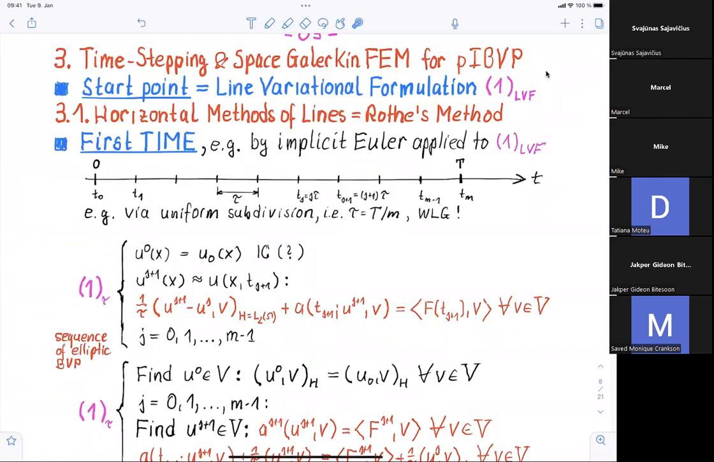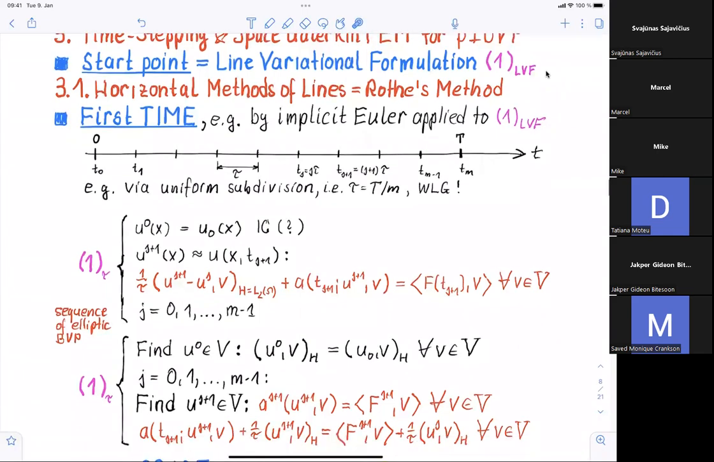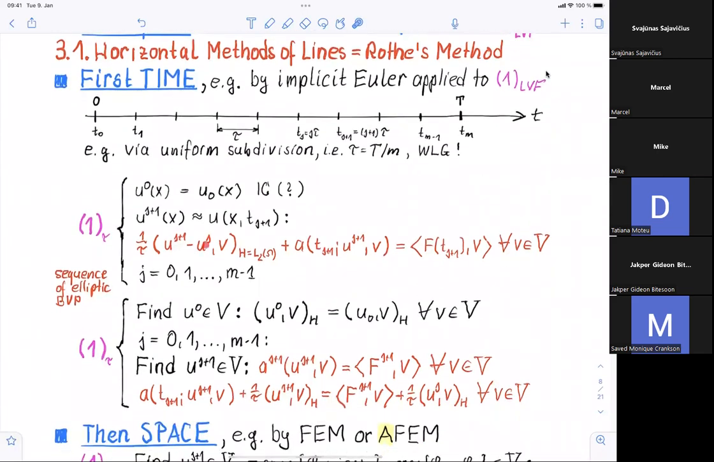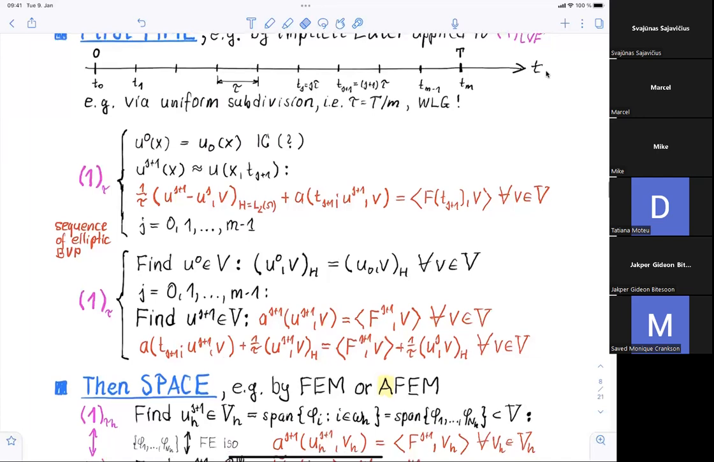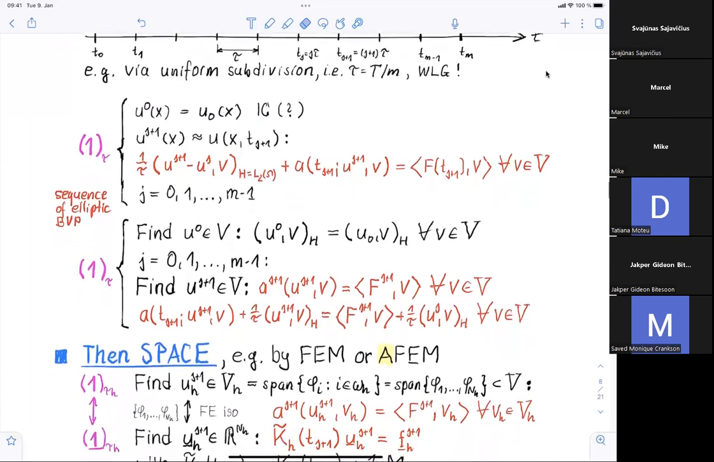Okay, and if you look at this and bring this to the other side, then you see that this generates an elliptic equation. So u_{j+1} is the solution of an elliptic boundary value problem, with a bilinear form a_{j+1}. This comes from the elliptic bilinear form and from the time discretization, where H is always L2. So this goes to the right hand side, the new right hand side. You have to solve at each time step an elliptic equation. Of course, you can use finite element method, isogeometric analysis, whatever you want.